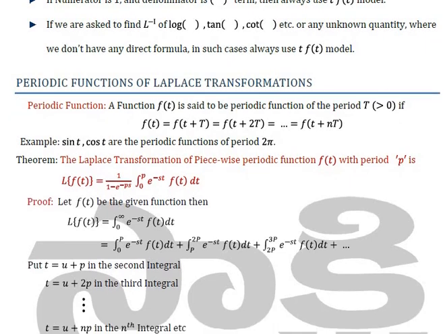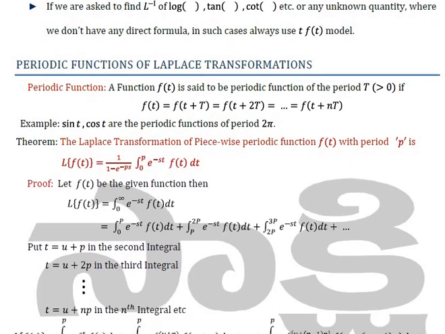So what is a periodic function first? A function f is a periodic function of period T greater than 0 if f(t) equals f(t plus T) equals f(t plus 2T), and so on. For example, sin t and cos t are periodic functions of period 2π. So what is the theorem for that?